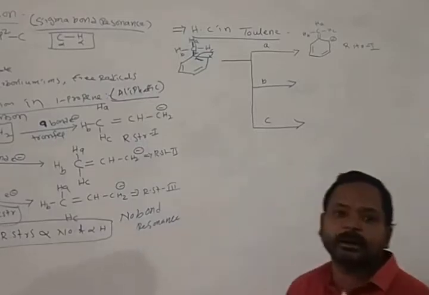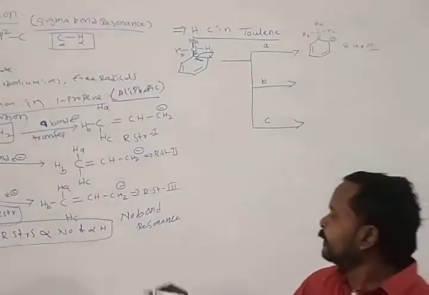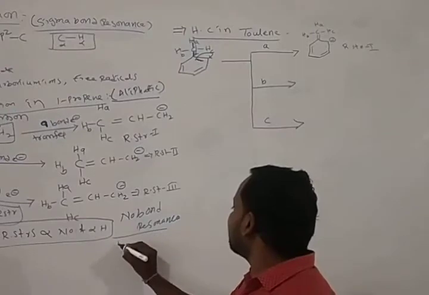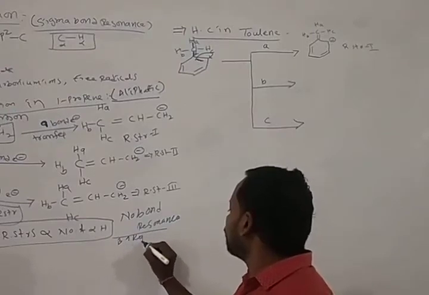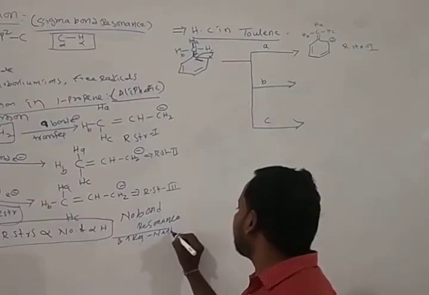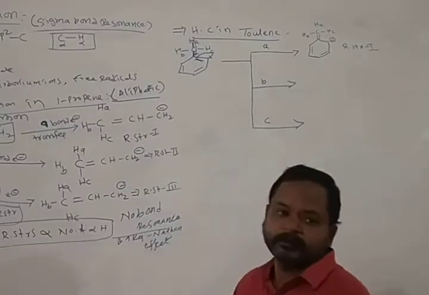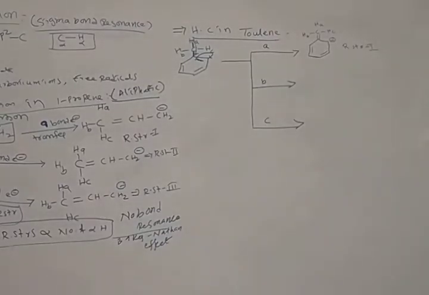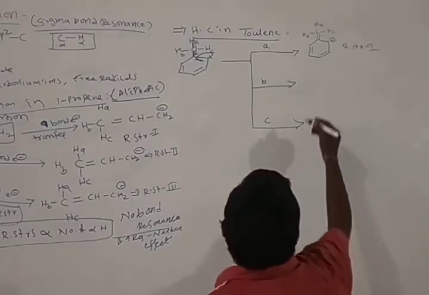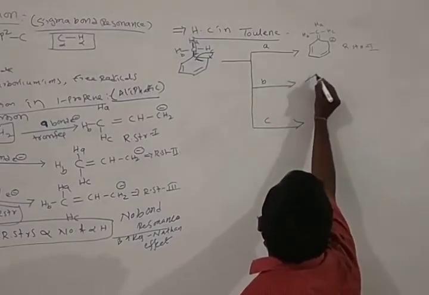This is also called no bond resonance, explained by Baker and Nathan. So this is also called the Baker-Nathan effect. It is also explained by Baker and Nathan. That's why we also call it the Baker-Nathan effect. See, electron transfer.